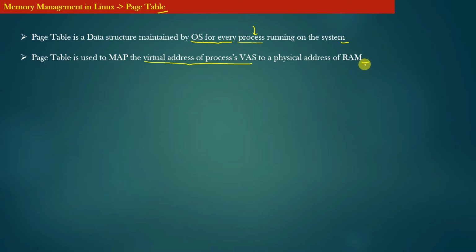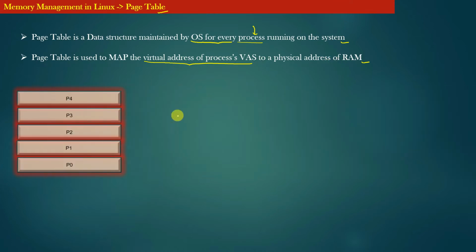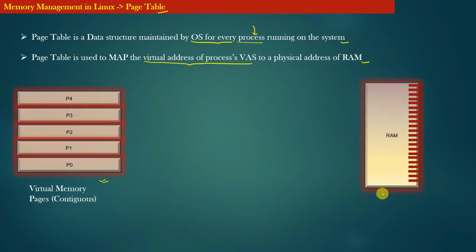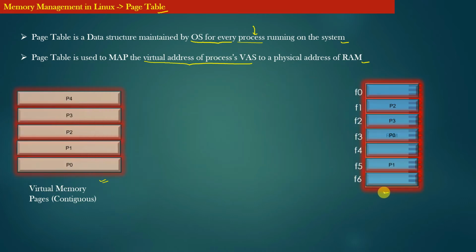So let us see the contents of the page table and how it helps to map the virtual address in a process's virtual address space to a physical address of RAM. Suppose the following represents the virtual memory of some particular process, fragmented into 5 virtual pages. The diagram on the right hand side represents random access memory, that is physical memory, which is split up into 7 frames. We already know that physical memory is non-contiguous memory.